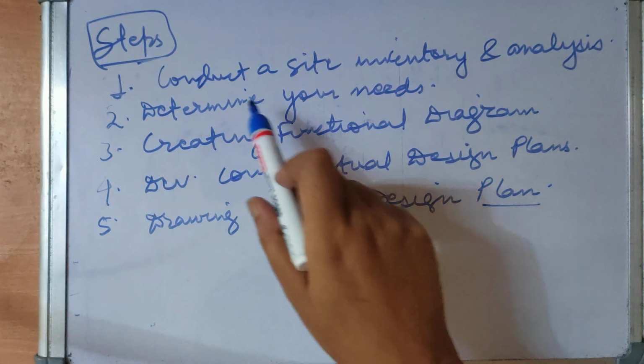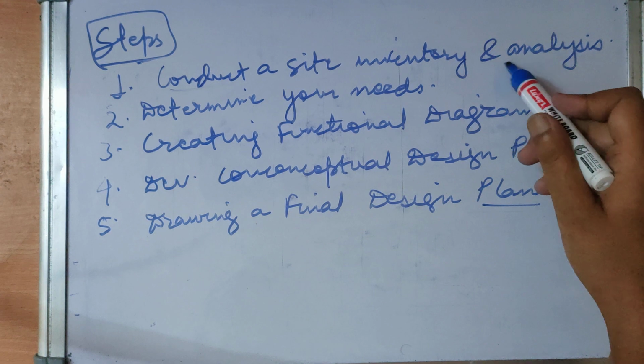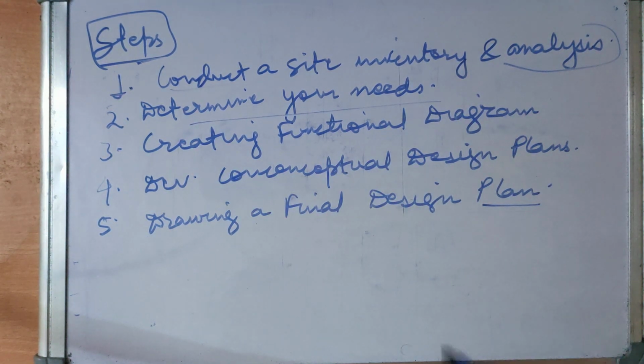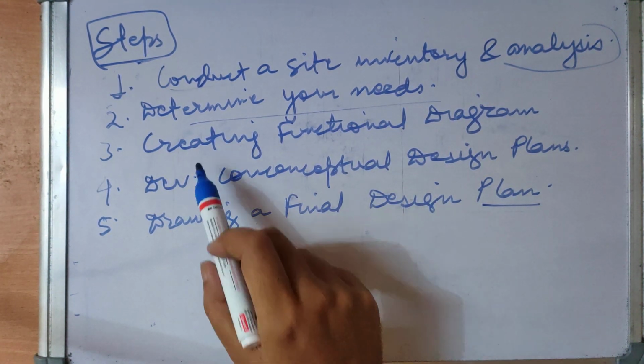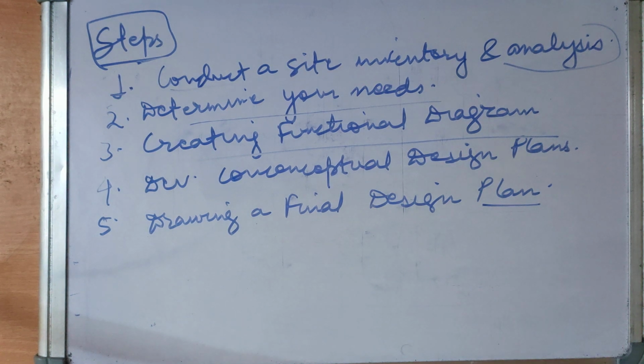So these are the steps. We conduct a site inventory and analysis. Then we determine our needs, how we need to do landscaping. Then creating functional diagram of landscaping. Then developing conceptual design plans, and then drawing a final design plan. So these are the steps of landscaping.